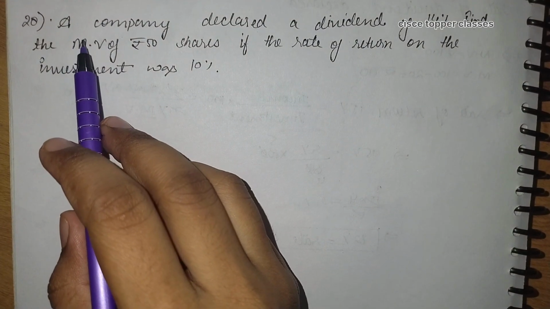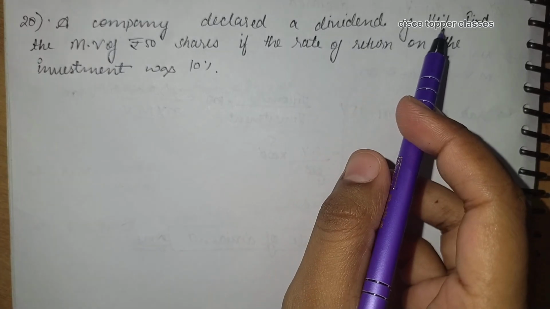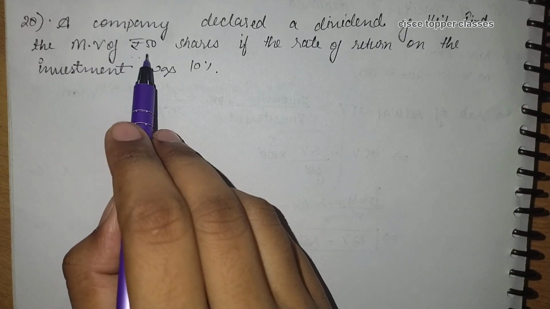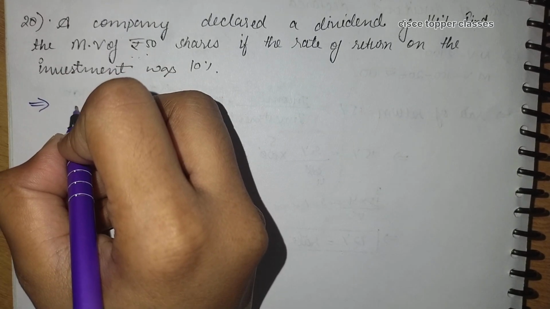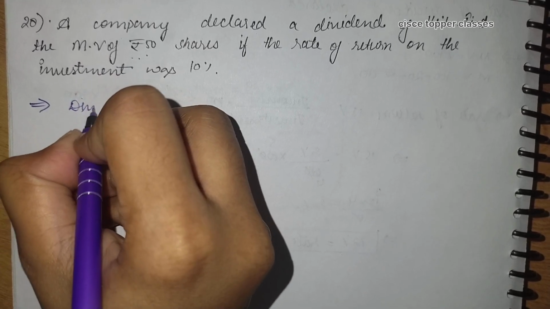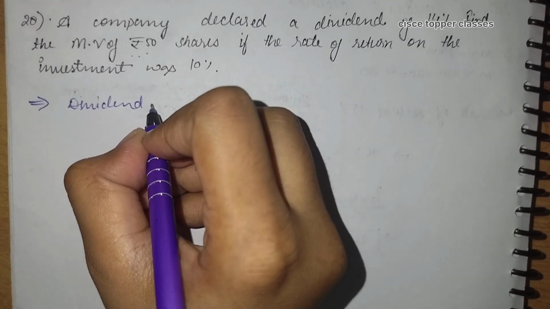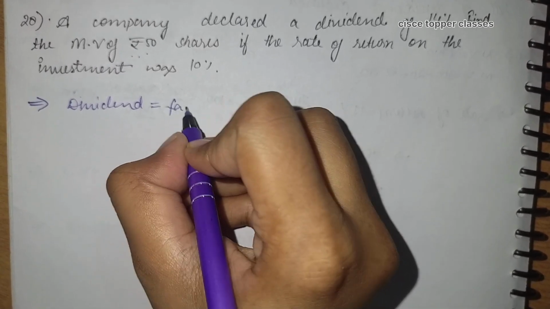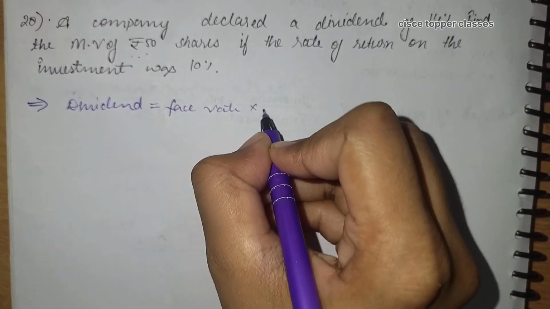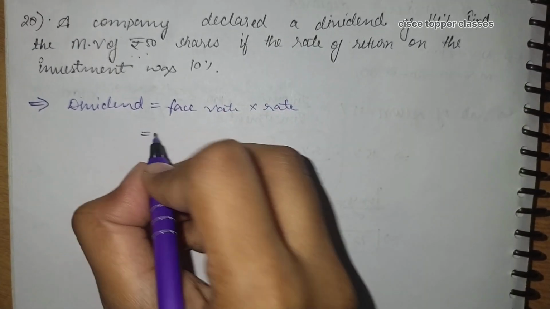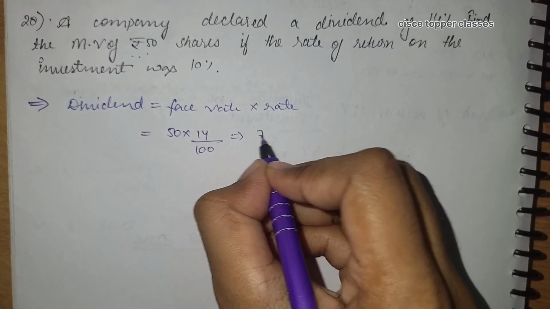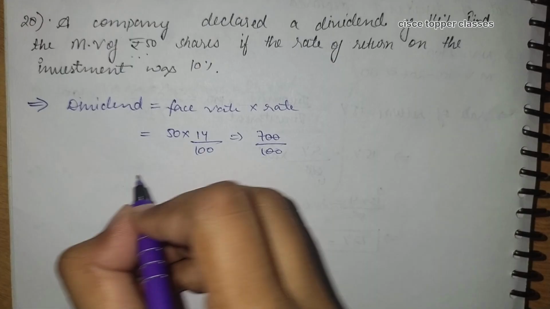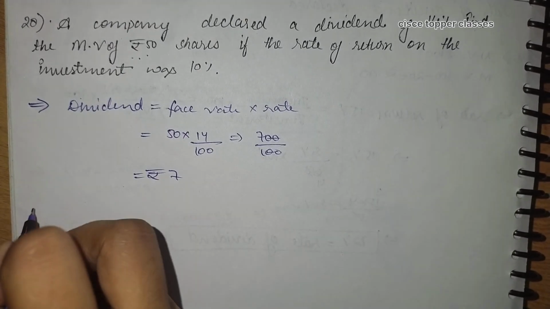Now let us solve question number 28. A company declared a dividend of 14%, then find the market value of rupees 50 shares if the rate of return on the investment was 10%. Dividend is given to us as 14%, so we can find the dividend by face value into rate of dividend. Face value is 50 and rate of dividend will be 14 by 100. This will be 700 by 100, means rupees 7 is the dividend here in this question.